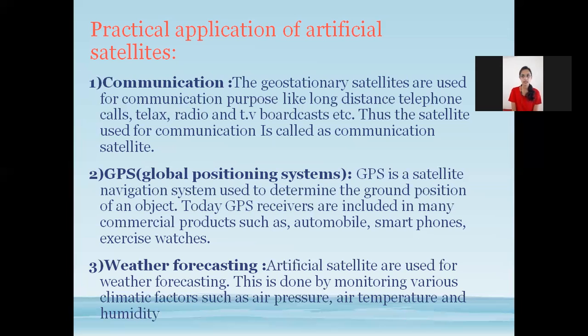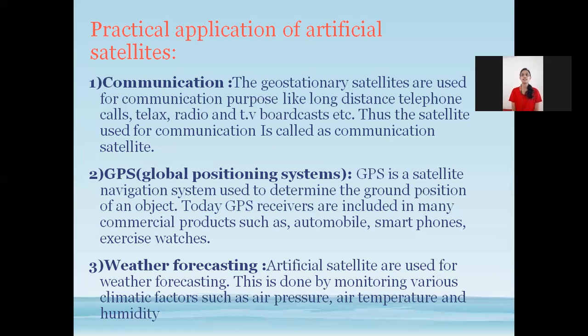Weather forecasting: next, artificial satellites are used for weather forecasting. This is done by monitoring various climate factors such as air pressure, air temperature, and humidity. By studying these factors, we can forecast the weather beforehand. This is useful for us to manage any disaster, if any hurricane or tsunami is coming, then we can know it beforehand, so we can manage them. So artificial satellites are very useful in our day-to-day life.